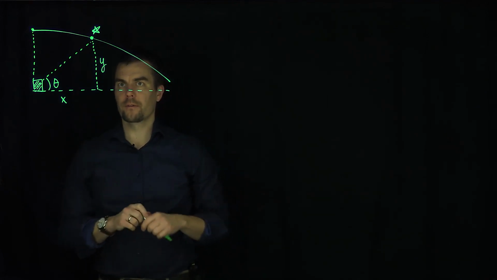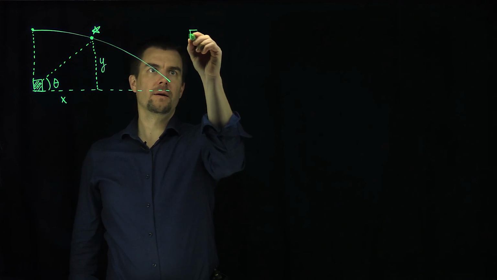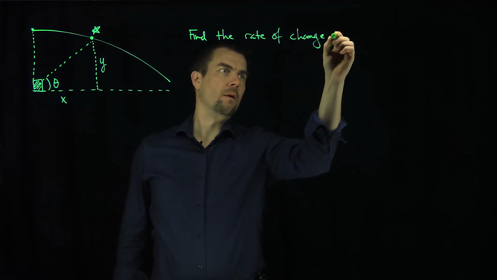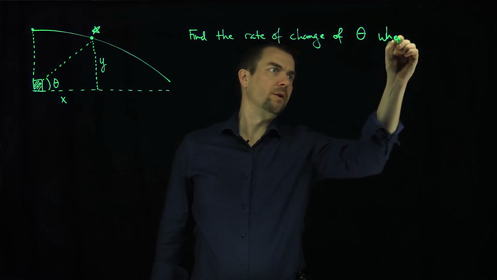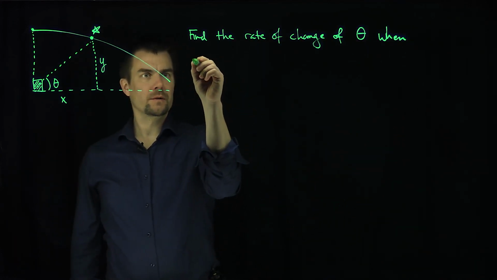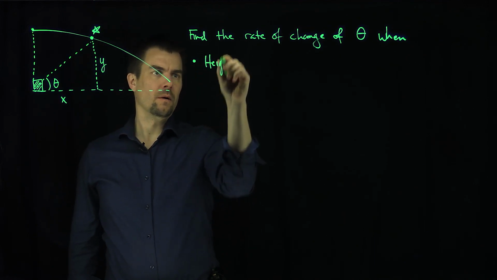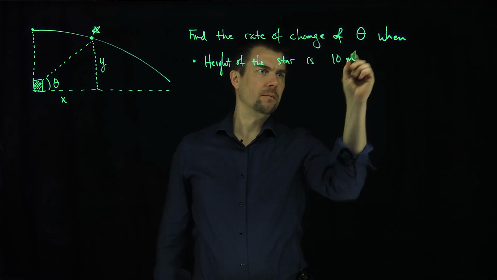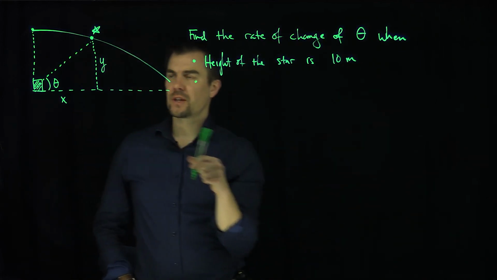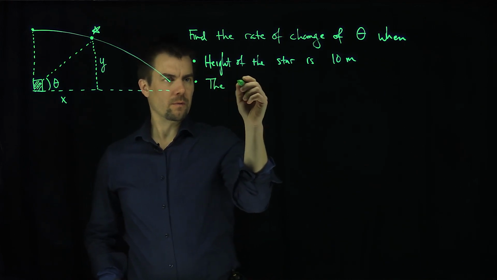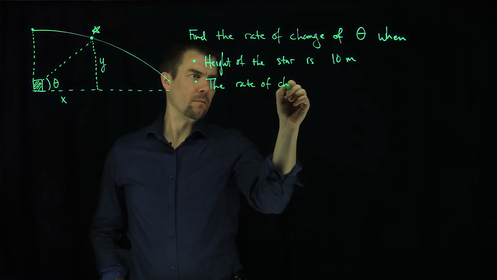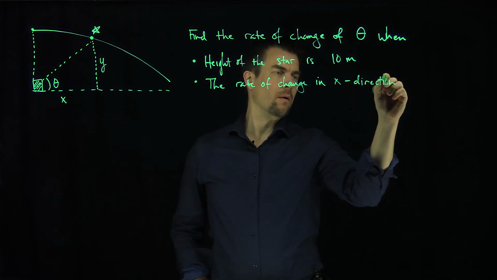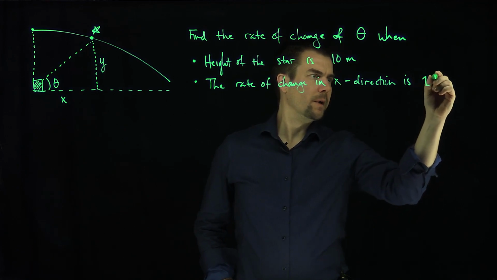And I want to find out the following about this problem. Our goal is to find the rate of change of theta when we have the following situation. The first condition is that the height of the star is 10 meters. The rate of change in the x direction is, let's say, 1 meter per second.